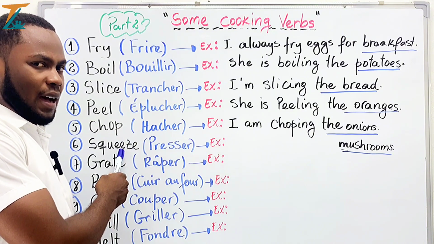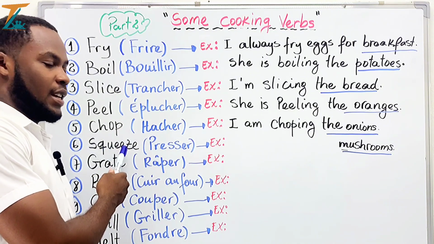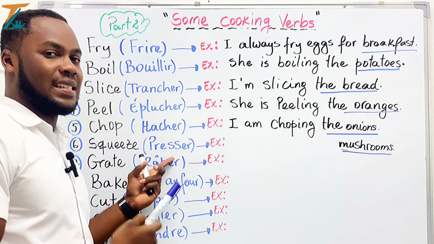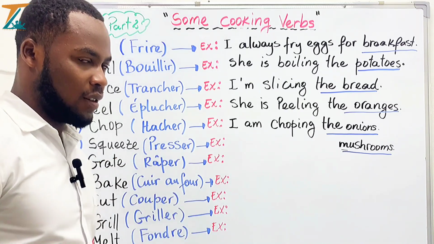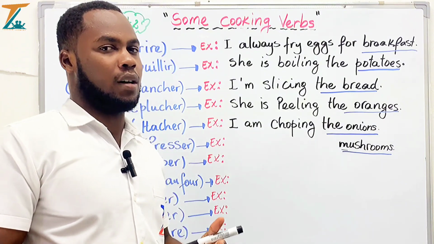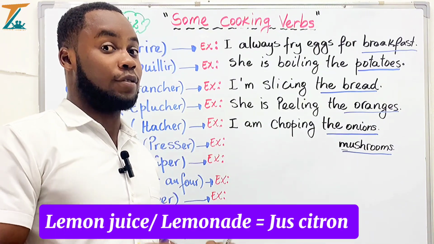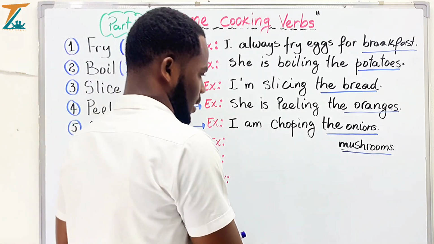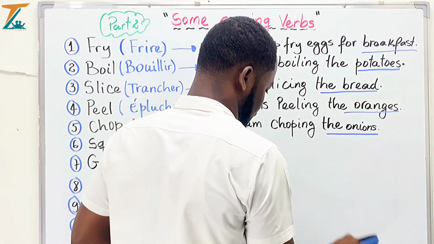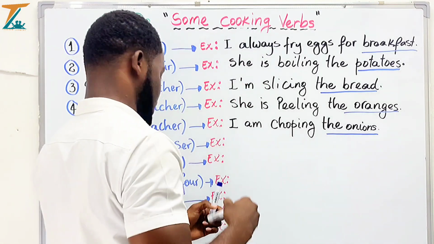And the next verb is squeeze. Can you repeat after me? Squeeze. Squeeze means presser. En français, priger en créole. Okay? For example, if you are doing lemon juice, so you have to squeeze the lemon. Let's take this example together, guys.